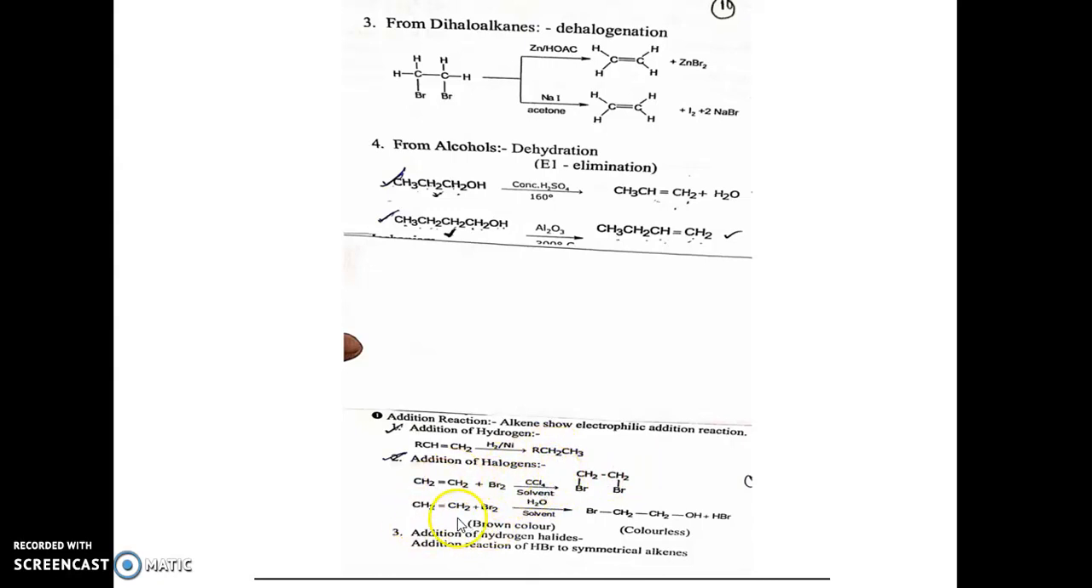Okay, and in the next case, if you use bromine water, then bromine will be added here and OH will be added here. Water contains OH, right? So OH will be added here, bromine will be added here. And when you use bromine in CCl4 solvent, the two bromine atoms will be attached to these two carbon atoms, forming this compound. Okay.